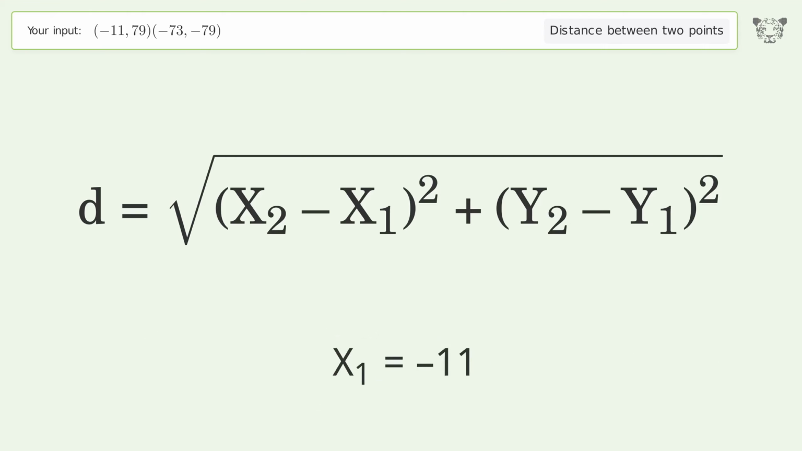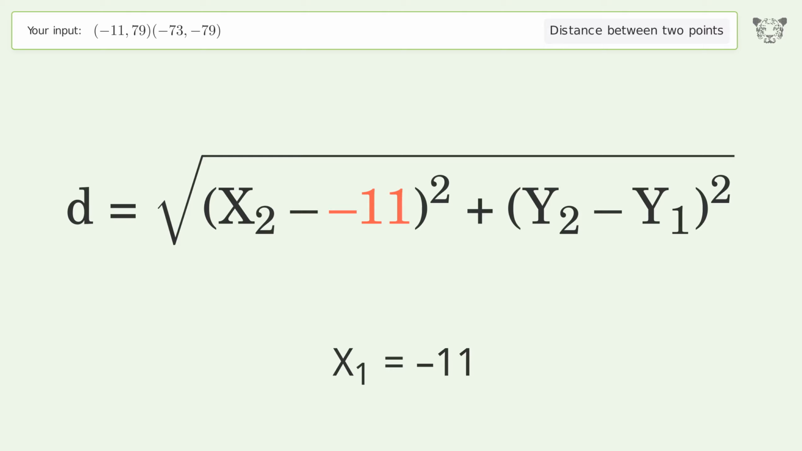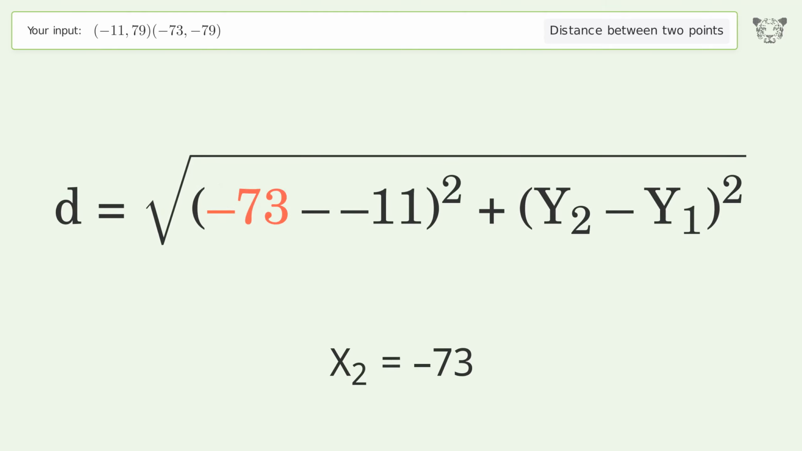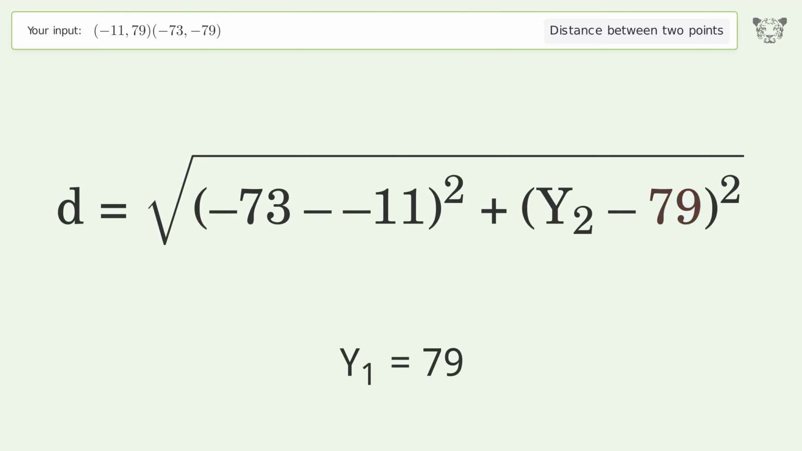x1 equals -11. x2 equals -73. y1 equals 79. y2 equals -79.